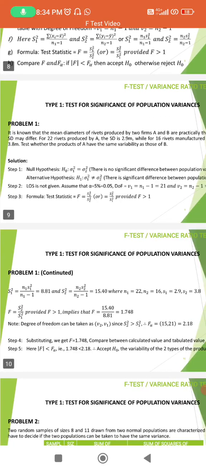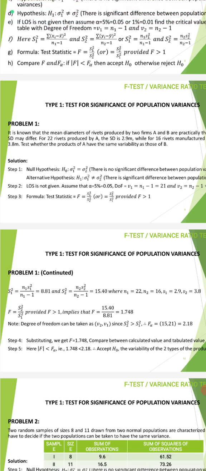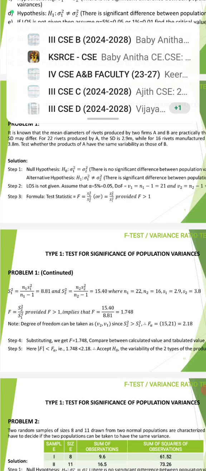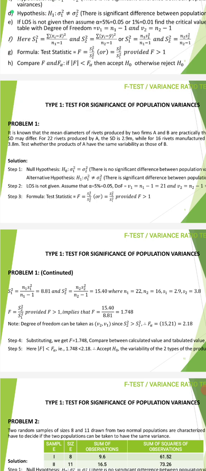So initially calculate S1 square and S2 square. Using the given data, n1 equals 22, n2 equals 16. Both are small samples, and the sample 1 standard deviation is 2.9, sample 2 standard deviation is 3.8. Calculating S1 square and S2 square, we get S1 square equal to 8.81 and S2 square equal to 15.40. Applying the formula, we get F equal to 15.40 by 8.81 equals 1.748. The degrees of freedom are 15, 21, and the table value is 2.18.